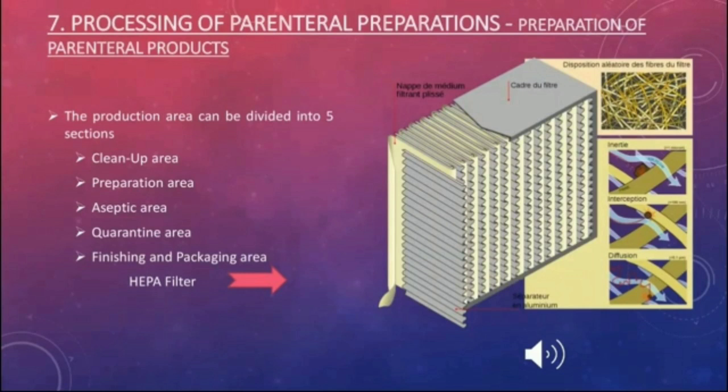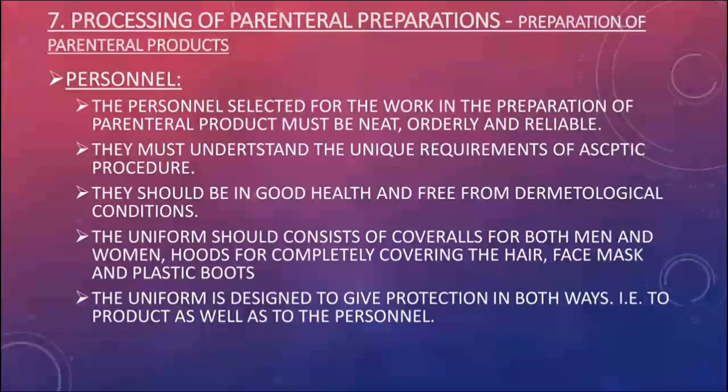Fifth one, finishing and packaging area. Proper packaging is essential to provide protection against physical damage from transportation, handling and storage. The labeled containers should be packed in cardboard or plastic containers. Ampules should be packed in partitioned boxes.